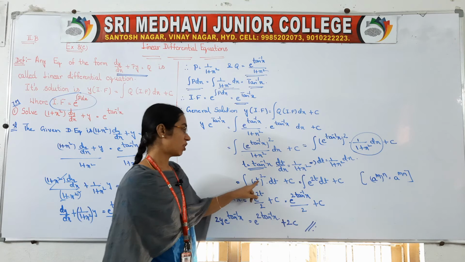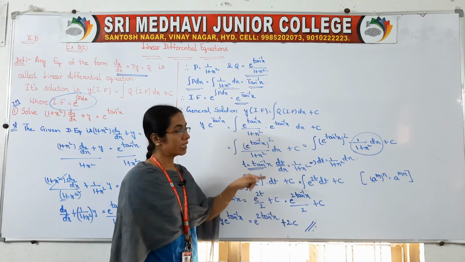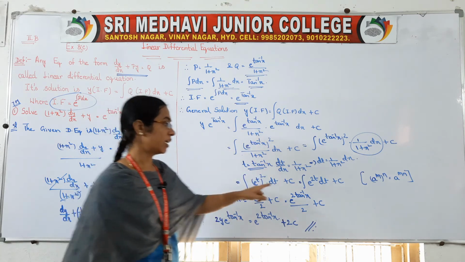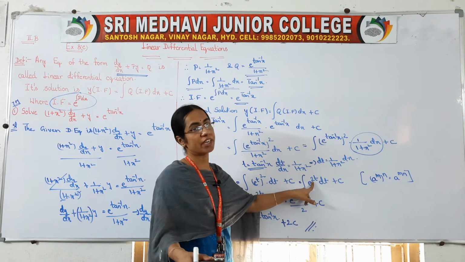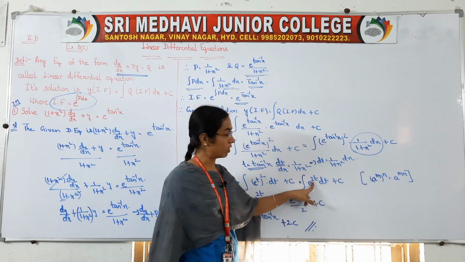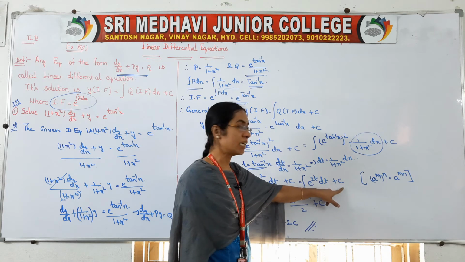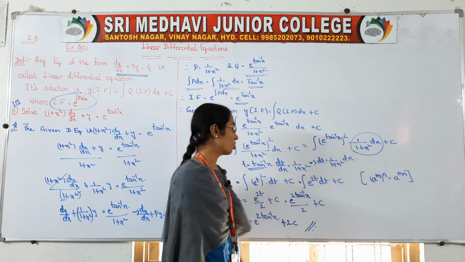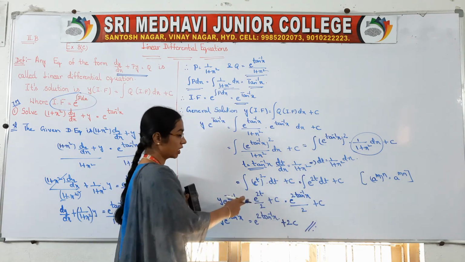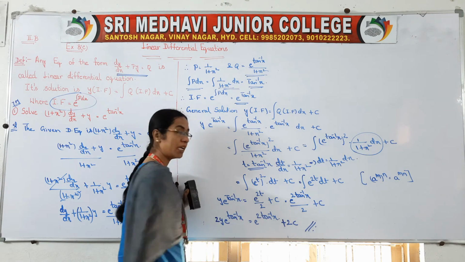So e to the power of t whole square is e to the power of t into 2, or 2t, right? Generally first we will write the number, then we will write the letter. So e to the power of 2t dt plus c. Integral of e to the power of 2t is e to the power of 2t by 2.